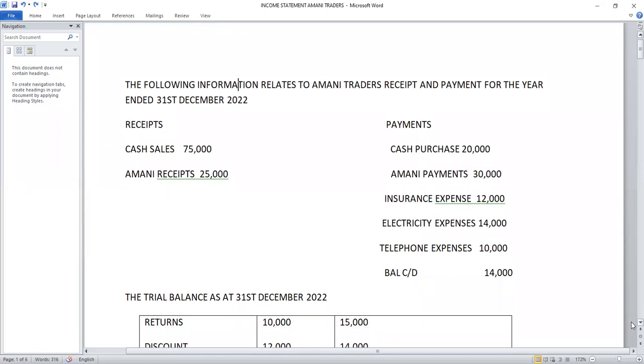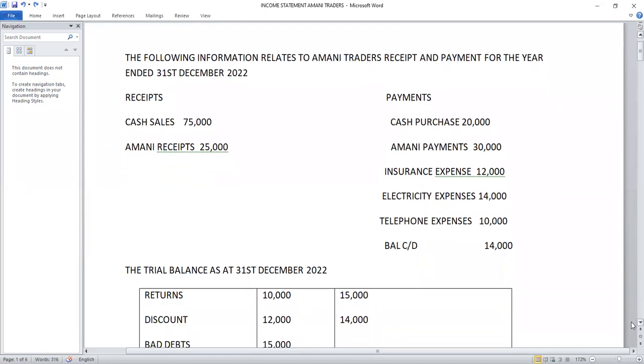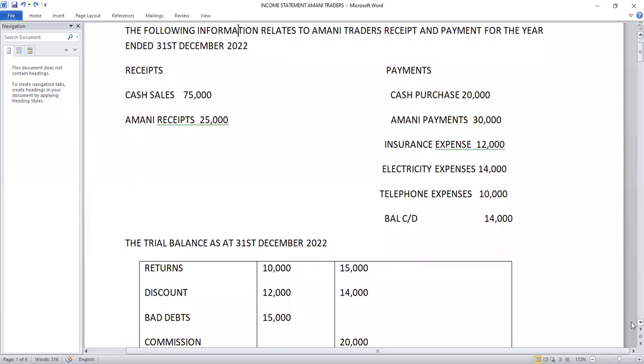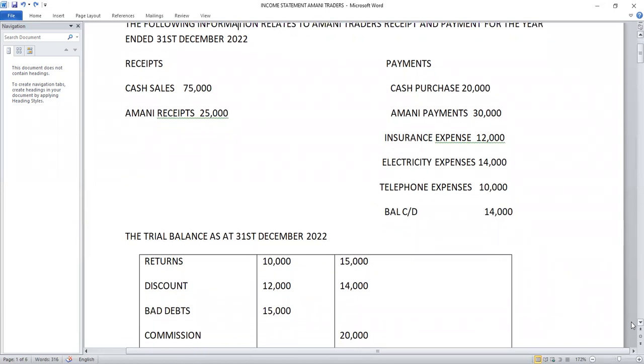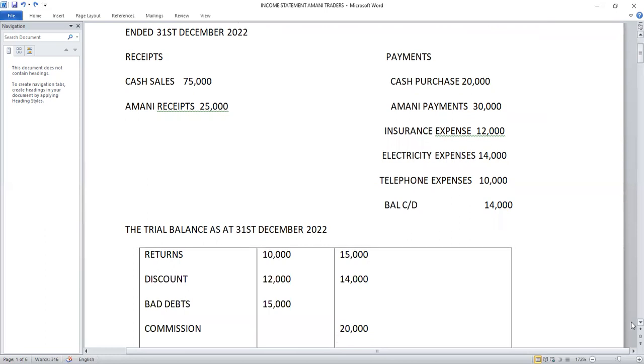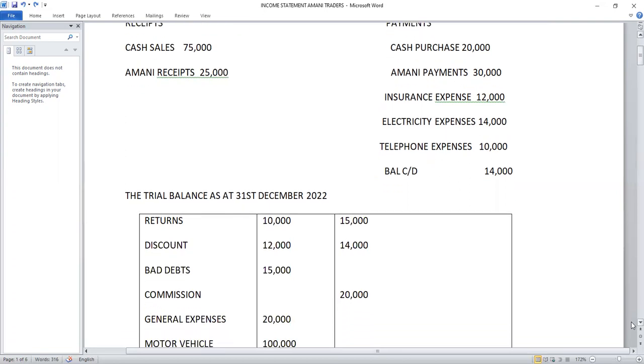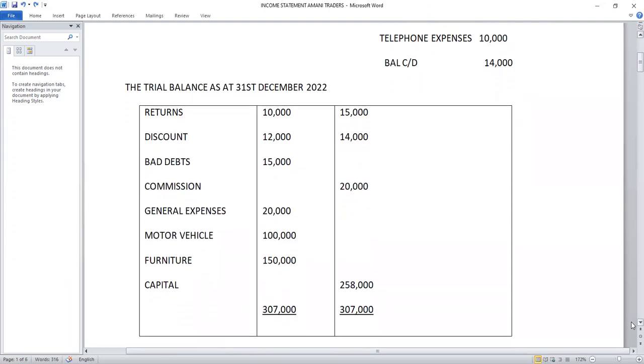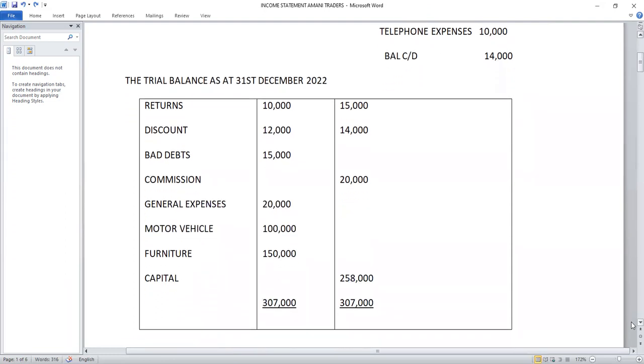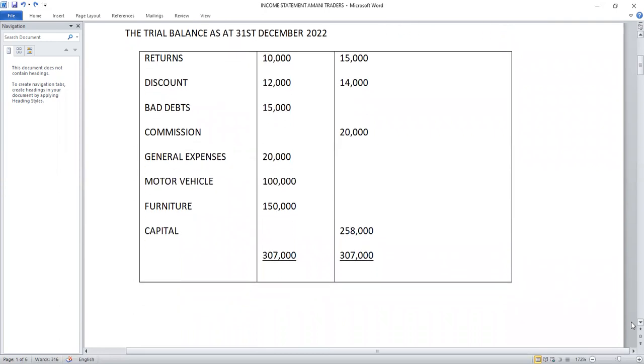The following information relates to Amani Traders receipt and payment for the year ended 1st December 2022. So you have the receipt and the payment, cash sales, the Amani receipts. You have the cash purchase, the Amani payment, insurance expense, electricity expense, telephone expense, balance carried down. So we have the trial balance at 1st December 2022, the returns, discount, bad debt, commission, general expenses, motor vehicle, and furniture, then capital. Remember, the first side is debit and the other one is credit. All expenses have a debit balance and all income have a credit balance. We go on with the question.